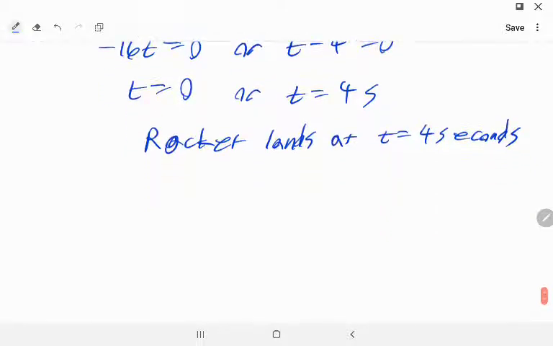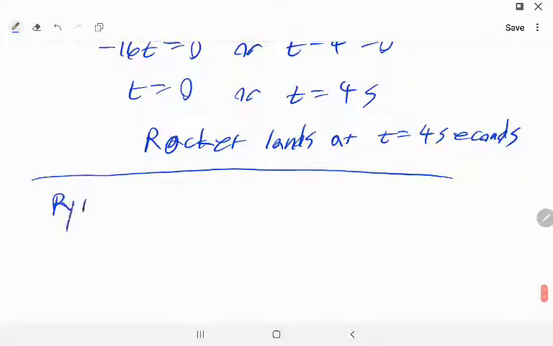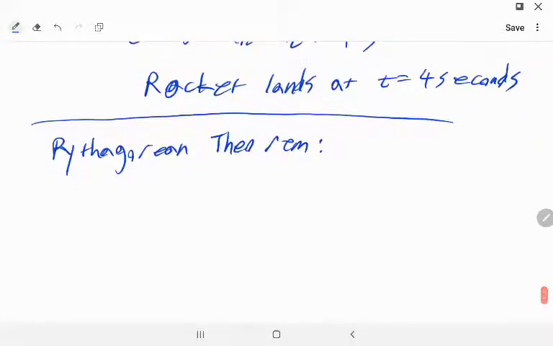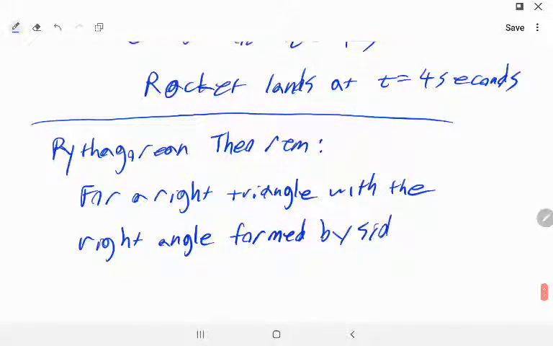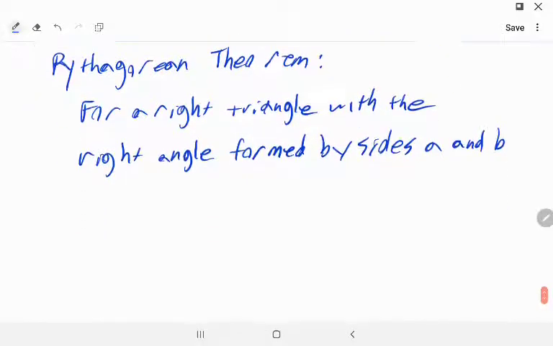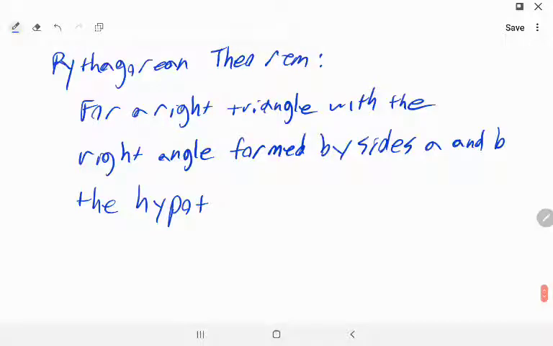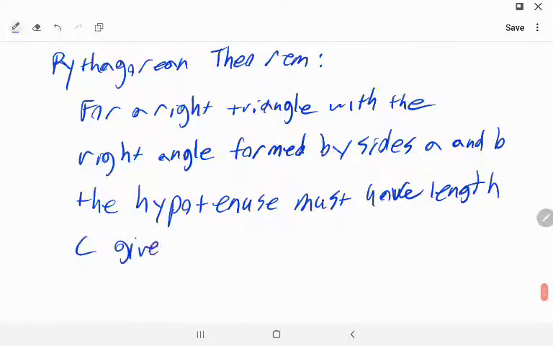One other spot we'll use this is the Pythagorean theorem. It tells us that for a right triangle, with the right angle formed by sides A and B, the hypotenuse must have length C, given by a squared plus b squared equal to c squared.